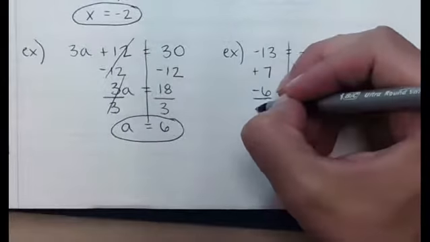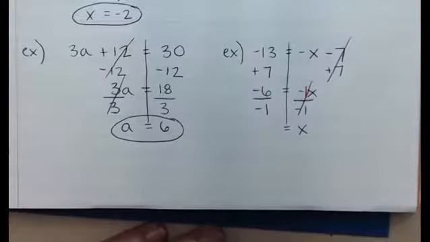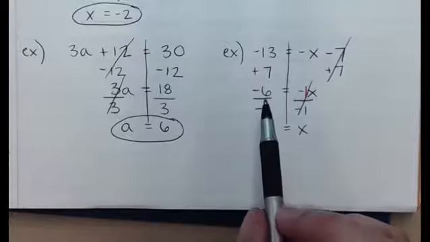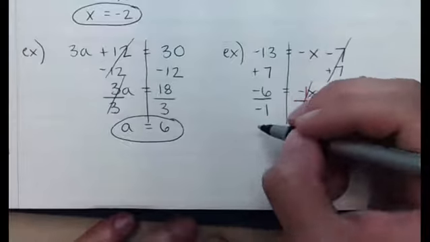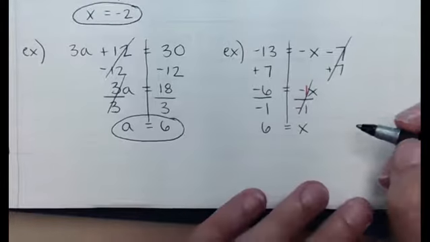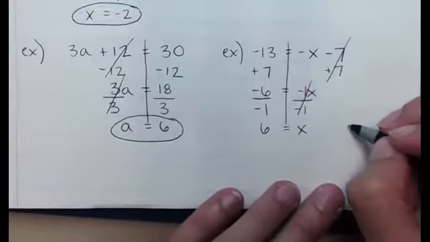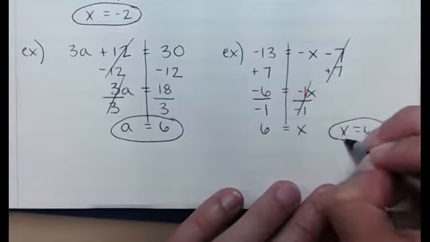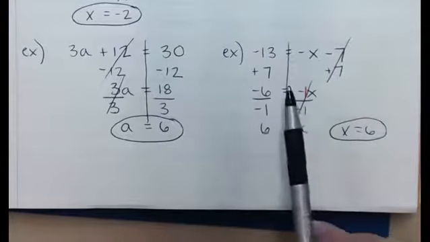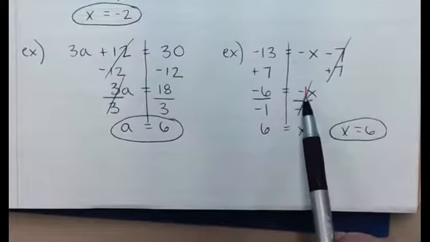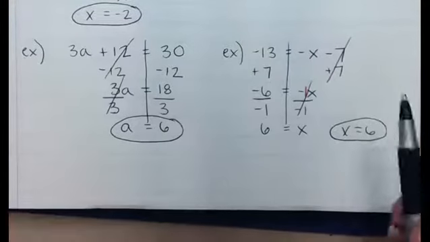Whatever I do to one side, I have to do the other. Negative 1 goes into negative 6 times. And I'm going to rewrite that because my variable's on the wrong side, so x is equal to 6. Okay, so one of the things you have to remember is the variable can never be negative. So you need to divide off that negative 1.